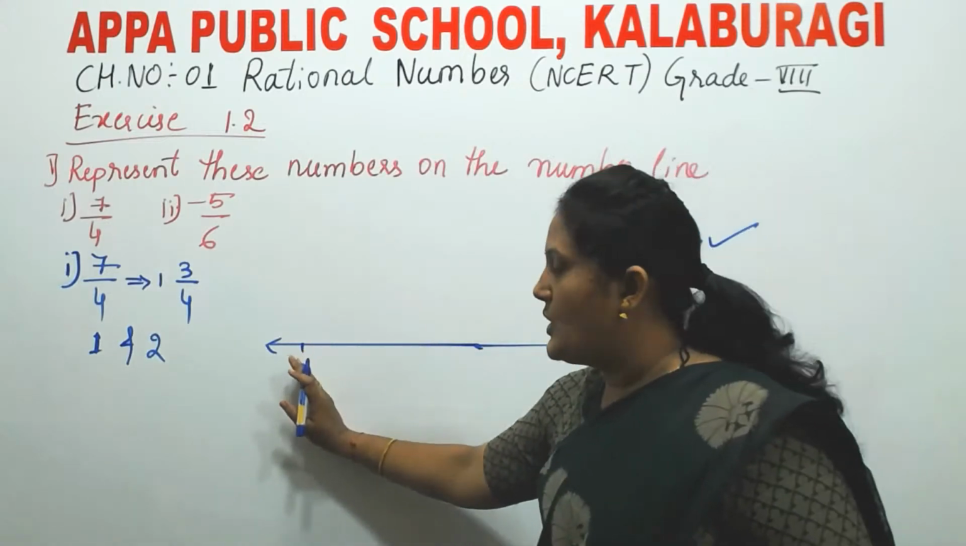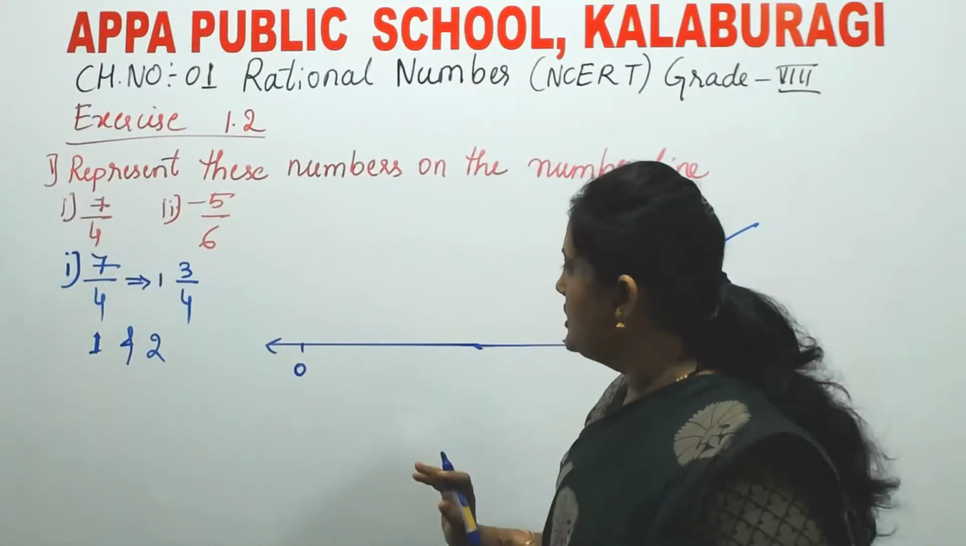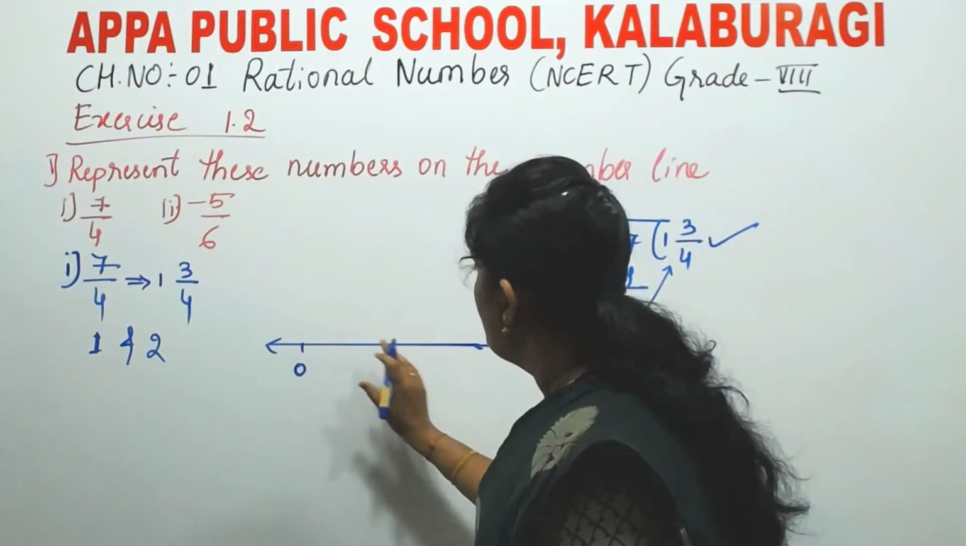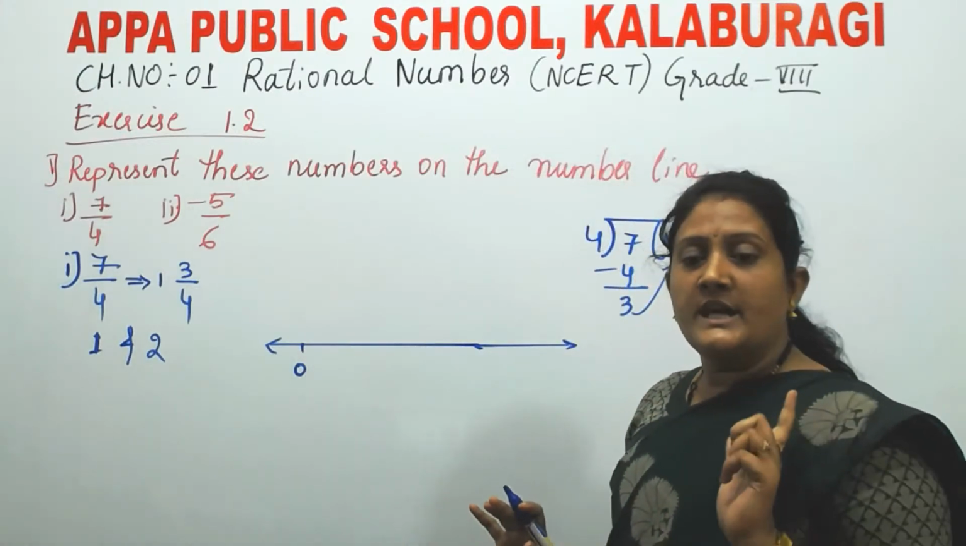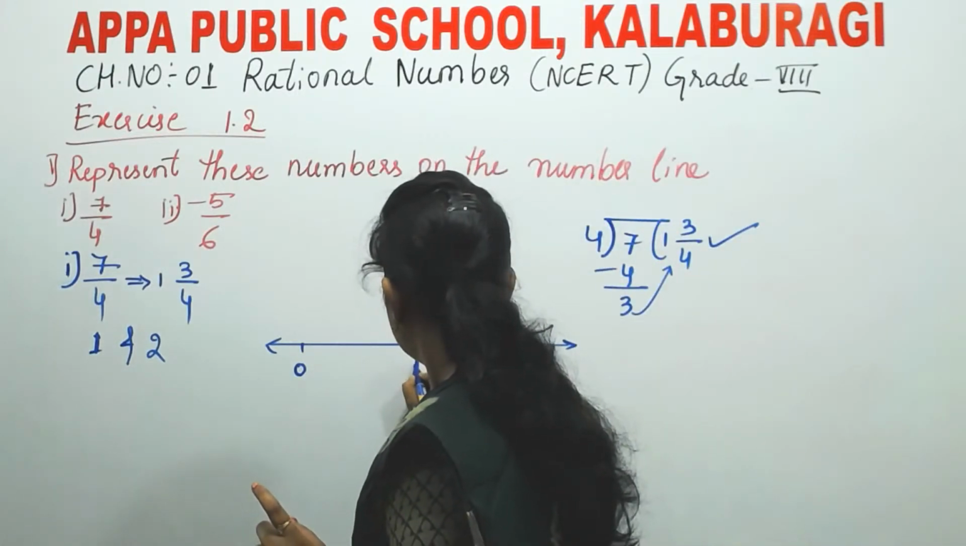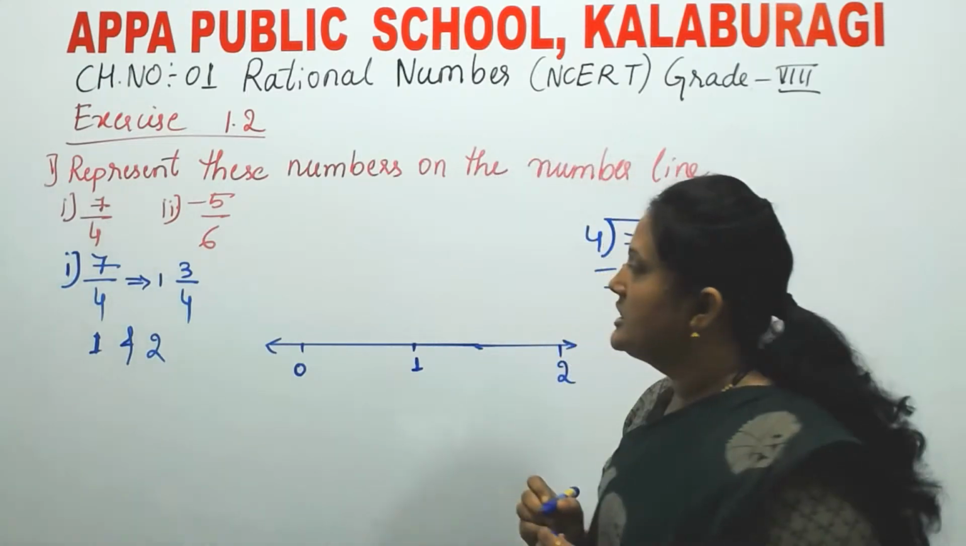So we'll start with 0 here. We don't want that side, so we start here on 0, and then 1. You have to take the same gap. The gap should be the same. So can we take 1 here? Now here 2.